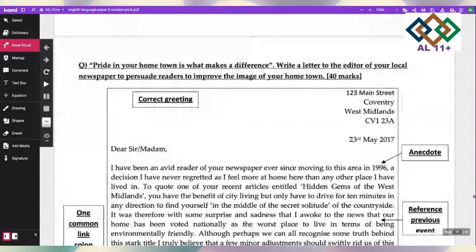So there's another example now. You can see, is pride in your hometown, in what makes a difference? Write a letter to the editor of your local newspaper.